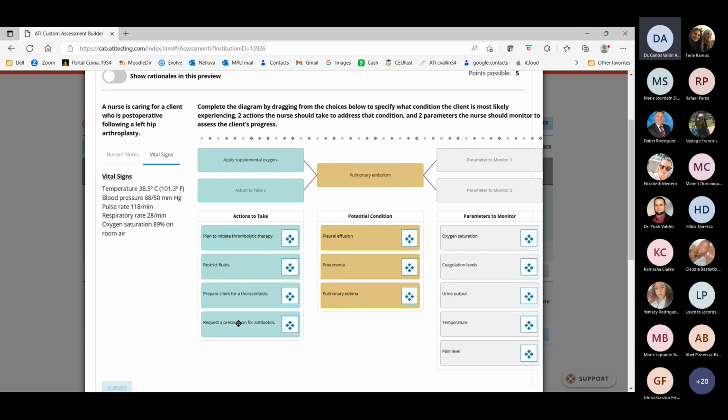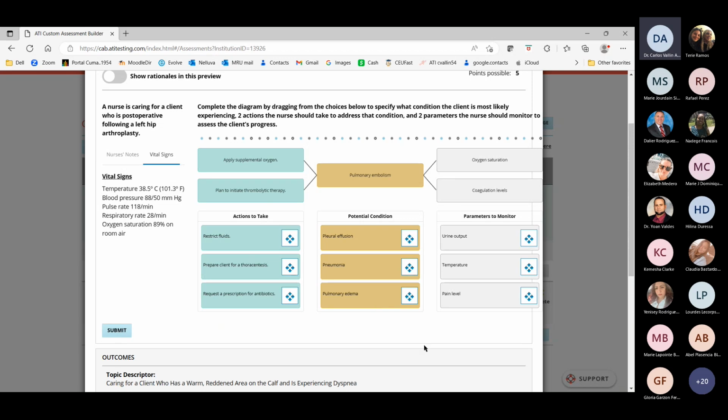What do we assess with this patient? Oxygen is important, no? And do we plan for antibiotics? No. Thoracentesis? No. Restrict fluids? No. We need to plan for thrombolytic therapy, because this is a massive pulmonary thromboembolism, and dissolving the clot with thrombolytic therapy is indicated. So what we need to monitor: O2 saturation is pertinent, and the patient is going to be anticoagulated, so coagulation levels need to be monitored. Urinary output is not a priority; it needs to be monitored, but no, it's not. Temperature is not. Pain level, no. So coagulation tests, because the patient needs to be anticoagulated.